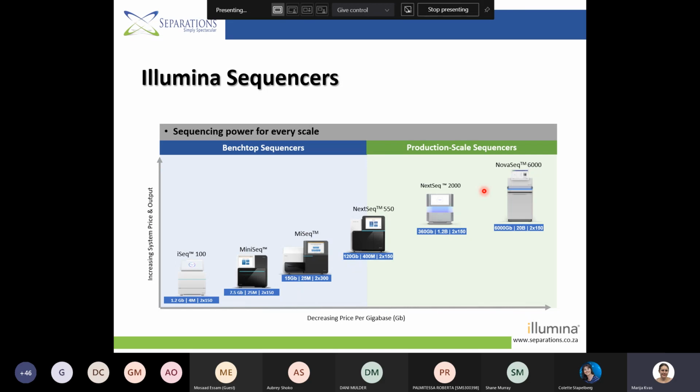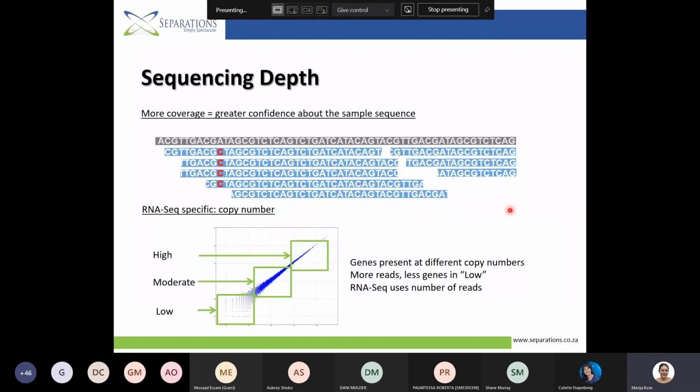We need to employ those production-scale sequencers. And you will see that we will talk about NextSeq 550, NextSeq 2000, and the NovaSeq, because they have much higher capacity for producing large amounts of data and are more cost effective. We will put any RNA-Seq experiment or NGS project onto these larger production-scale sequencers.